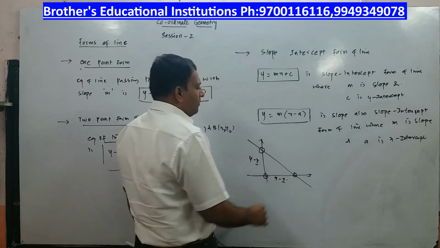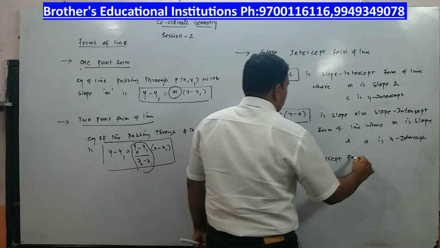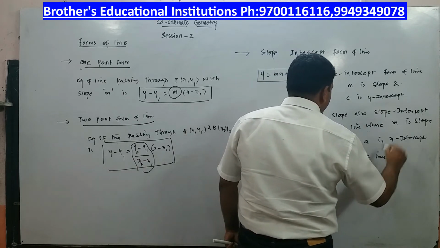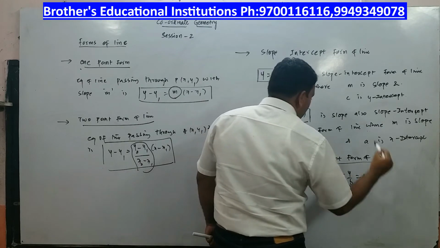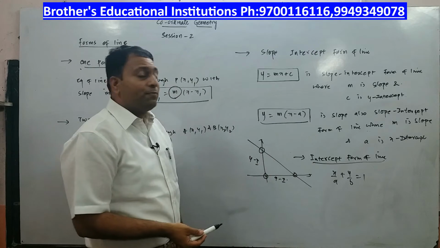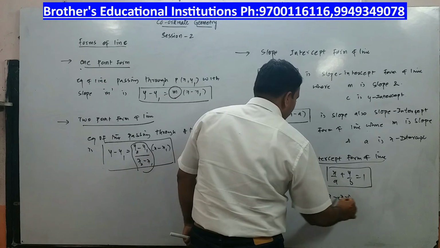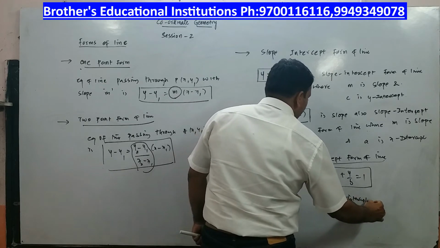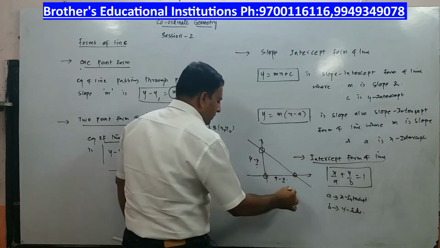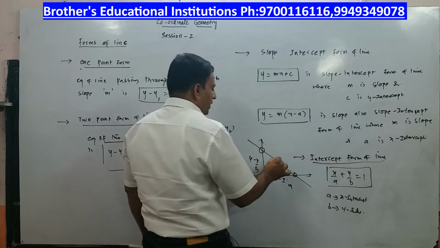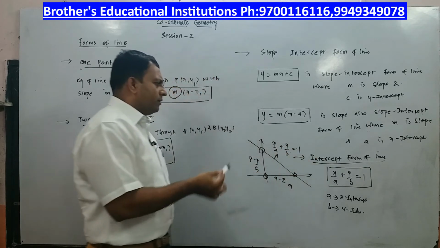So when one intercept and one slope is given to you, you can find the equation of line this way. And if two intercepts are given to you, it is called intercept form of line. What is intercept form of line? x/a + y/b = 1 is called intercept form of line, where a is x-intercept and b is y-intercept. And this is the figure. X-intercept is here a and y-intercept is here b, and the equation of line will be x/a + y/b = 1.